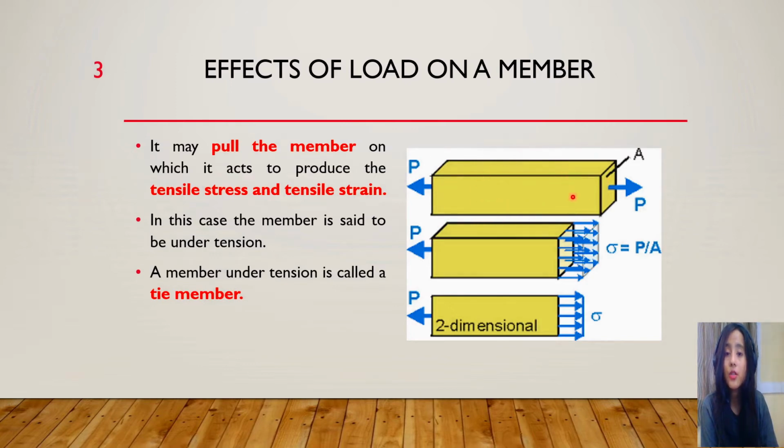It will be under tension when the member is pulled in both directions, in opposite directions. You can see in this diagram that this member is pulled from both the sides, and the directions are opposite to each other. The force applied is opposite to each other, right? In this case, this member is said to be under tension, and such a member will produce tensile stresses and tensile strain. A very good example of a member under tension can be a tie member.